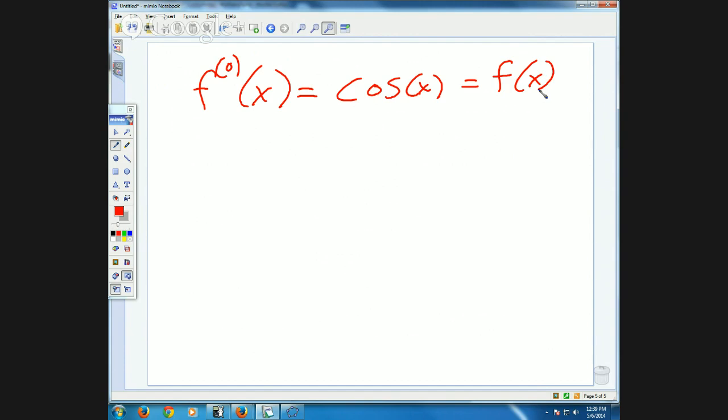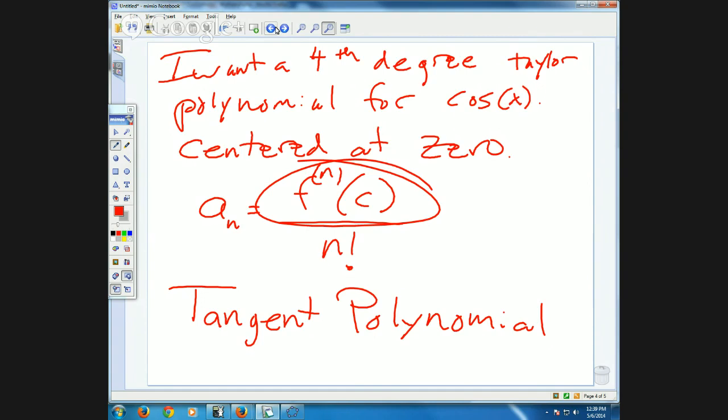Well, I'm going to call the center C instead of A, because I'm using A for the coefficients. Sorry. So in this particular case, I'm going to let C equal 0. Is the center always going to be 0? No, it depends. We have to pay close attention to that. We couldn't use a center of 0 for the natural log, because the natural log of 0 is undefined. That would be a problem.